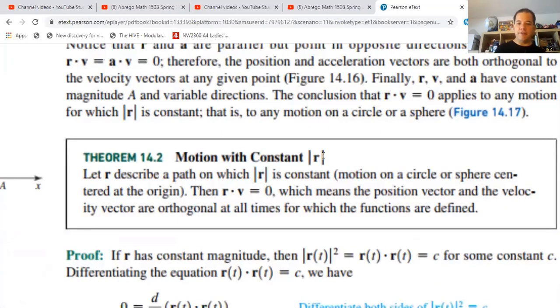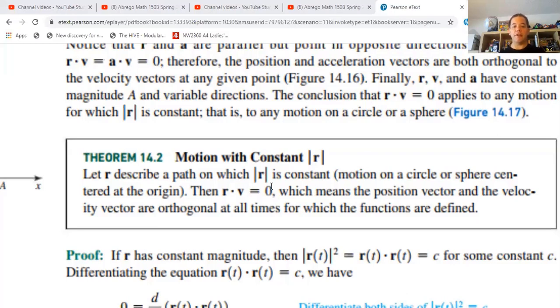Okay, and this result is the one that we want to talk about. It says motion with constant absolute value of r. It says, if you have an r that describes a path on which its magnitude is constant, so if the magnitude of the position vector we're talking about is constant, that means it's always on a circle, right? So if the magnitude is constant, then it only goes around in a circle, or if you are in three-dimensional space, then it goes around on the surface of a sphere centered at the origin.